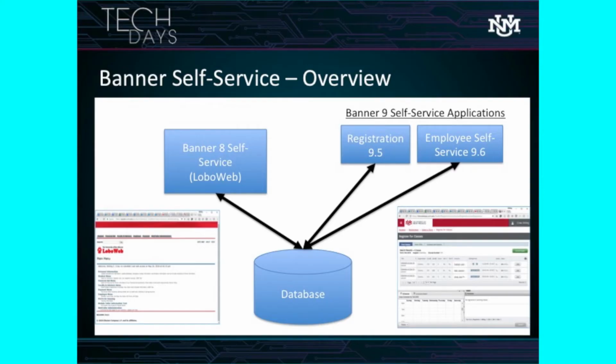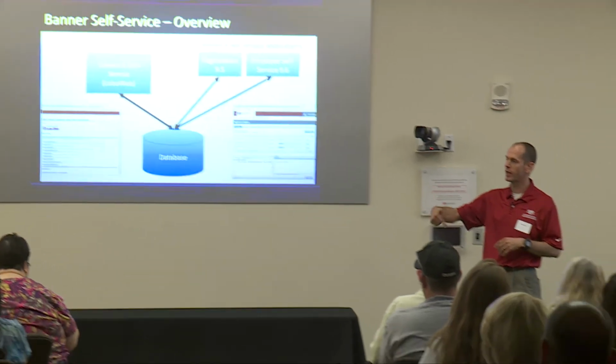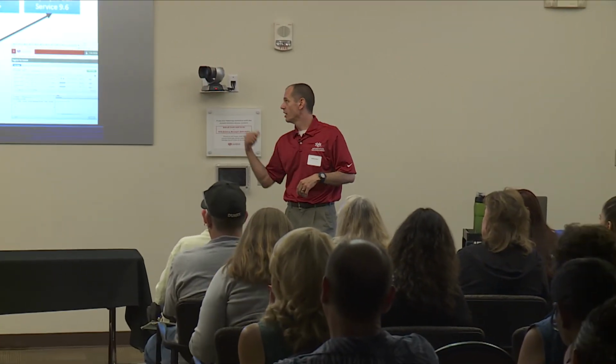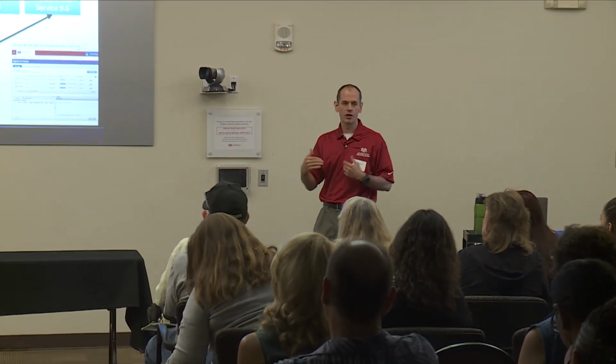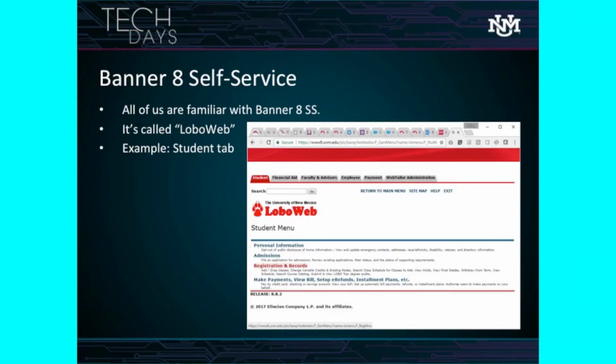So earlier I talked about the Banner 9 forms. I'm going to talk about the Banner self-service piece now. The only reason I've got this slide up here is to illustrate that both the Banner 8 self-service and the Banner 9 self-service applications point to the same place, the same database. So if you update something in Banner 8 self-service, Lobo Web, and go into the Banner 9 equivalent, you're going to see those changes and vice versa. Thanks, Nader. You beat me to the punch.